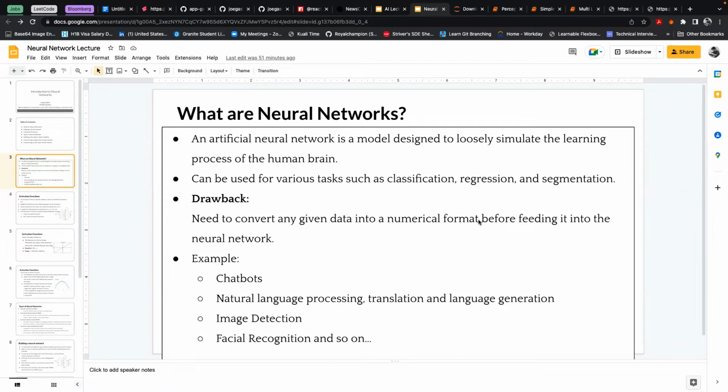So coming to the examples, first is chatbots. The chatbots that we use in our day-to-day life have an underlying neural network model that's working. Then comes natural language processing, translation, and language generation. These also involve a lot of neural network processing and modeling. The third is image detection, and fourth is facial recognition, and so on.